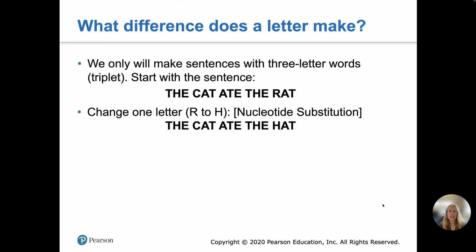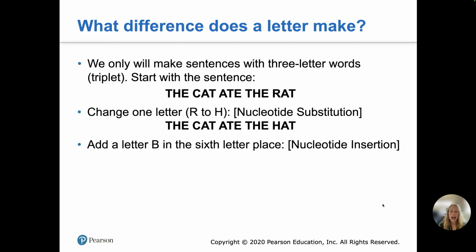It's still a readable sentence, but did we change the meaning of the sentence? Yes, we did, because now the cat is eating a hat instead of a rat. Now I want to show you what happens with the frameshift mutations. So a nucleotide insertion or a nucleotide deletion. We're going to add a letter B in the 6th letter place. So now our sentence reads, the cab tat eth era t.